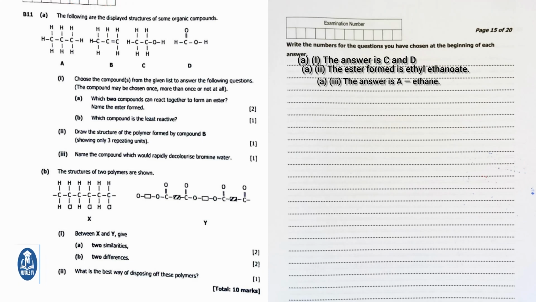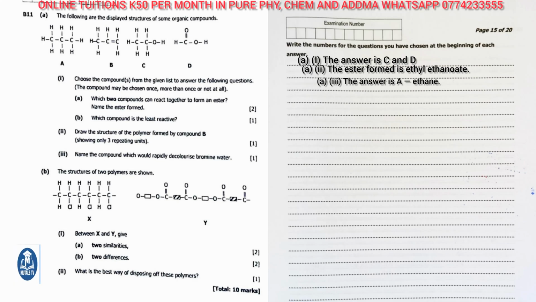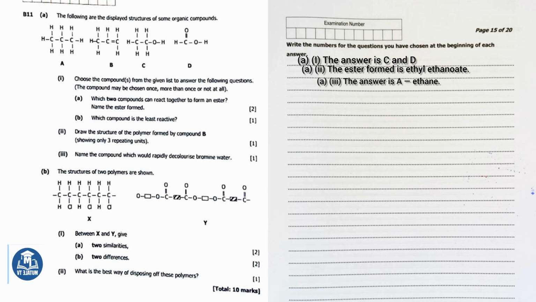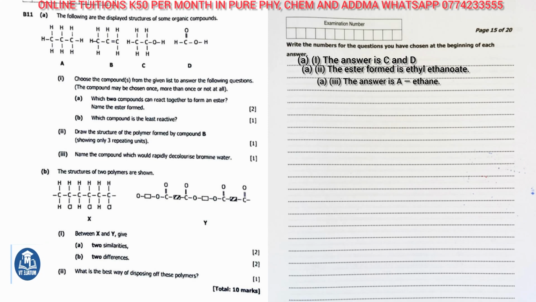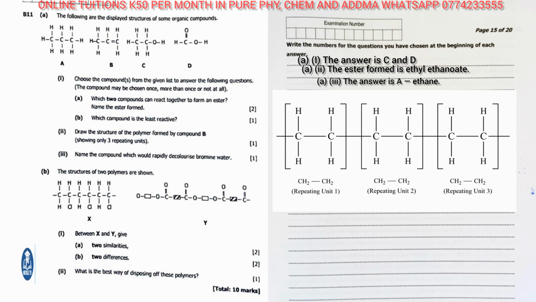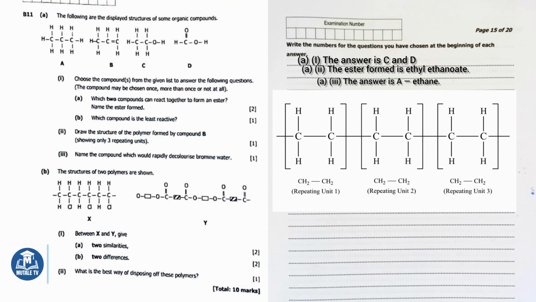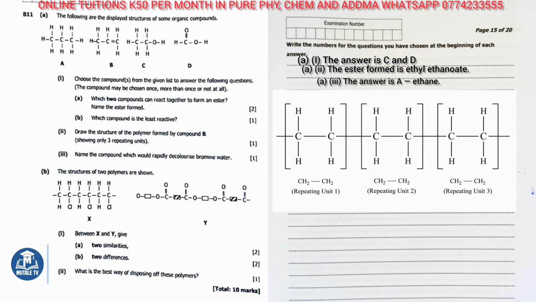Part 1 says, draw the structure of the polymer formed by compound B, showing only 3 repeating units. Compound B is ethene. The polymer formed is polyethene. Let me teach you how to draw it very clearly. Draw a long chain of 6 carbon atoms in a row connected by single bonds. Each carbon has 2 hydrogen atoms attached, one pointing up and one pointing down.